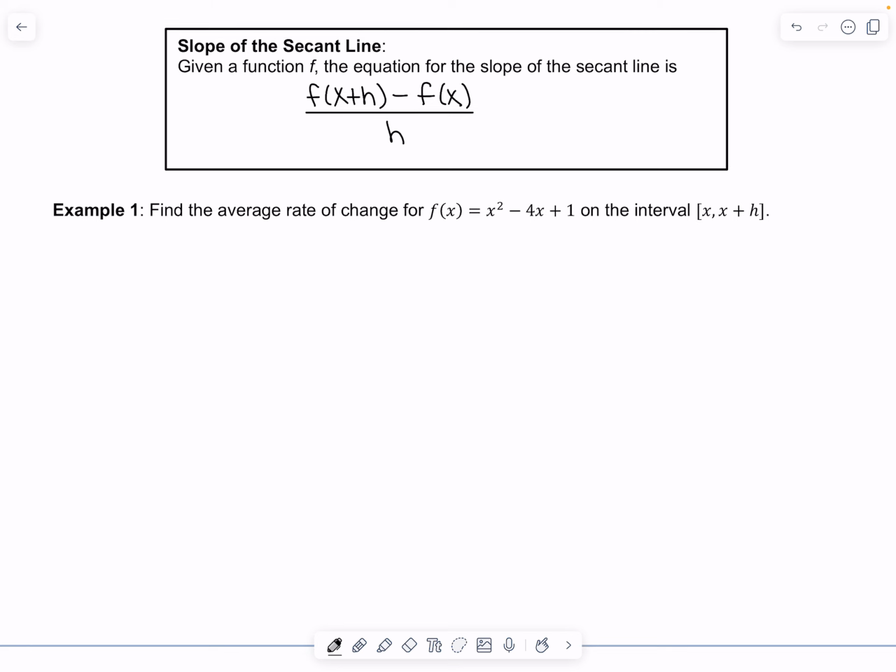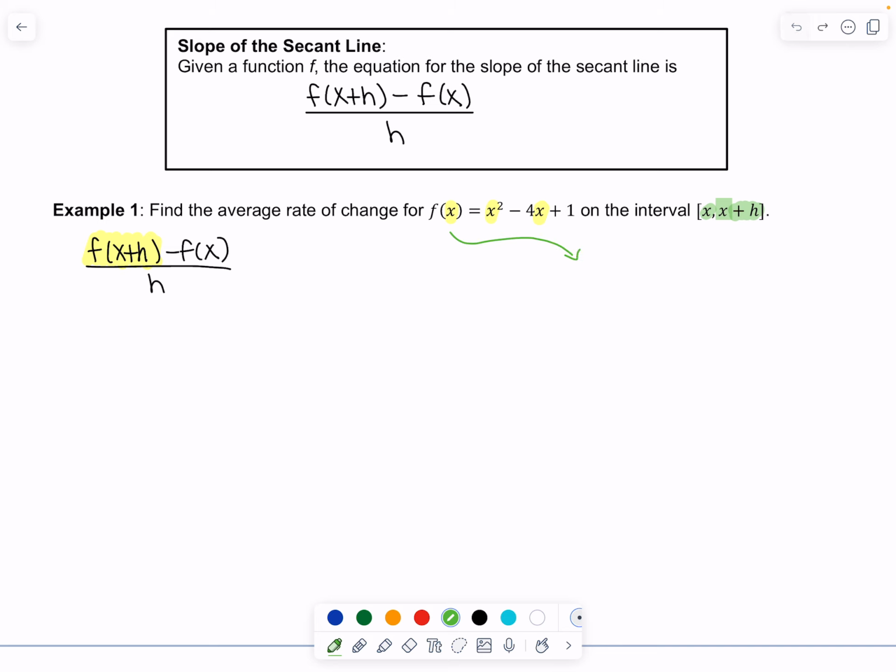We're given a quadratic. f of x is x squared minus 4x plus 1. And here's that interval that would allow us to use the secant line formula above. Okay, so if my goal here is to do f of x plus h minus f of x over h, usually the hardest thing to calculate, or the one that takes the most time, is the f of x plus h, depending on the original function. So that means I have to plug in an x plus h anywhere I see x in the original function.